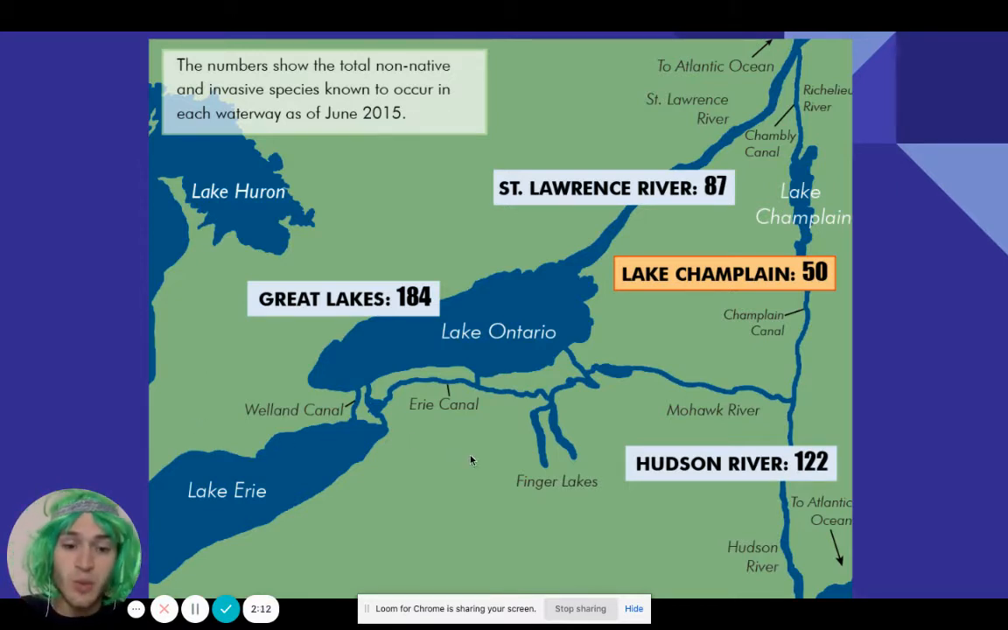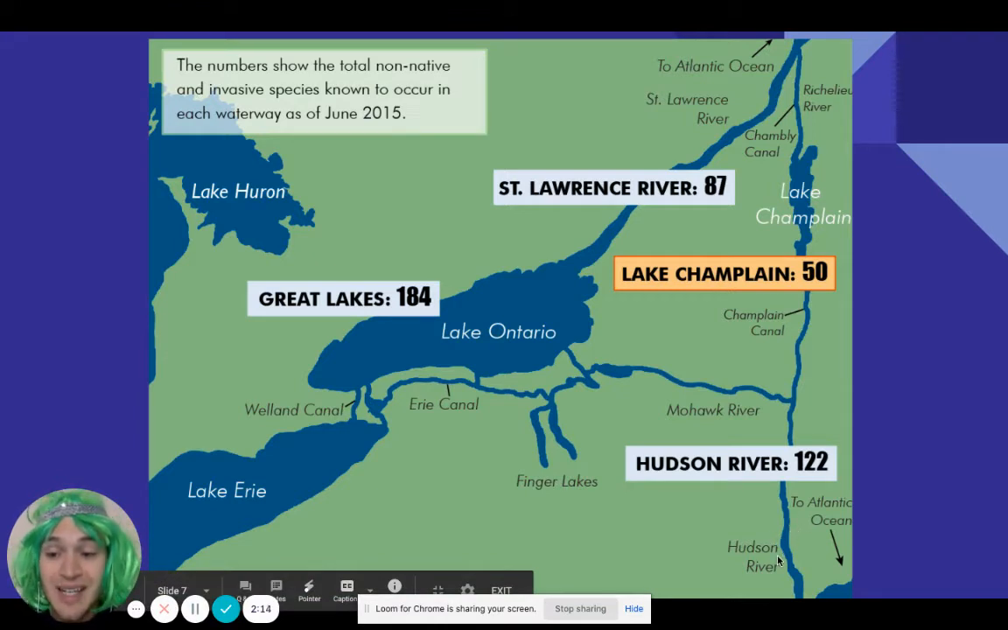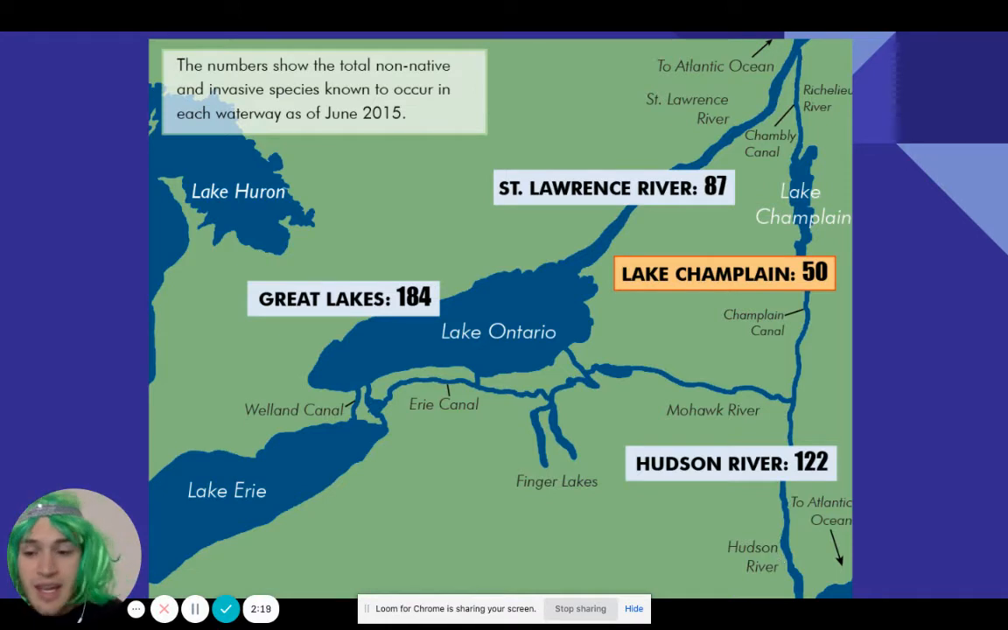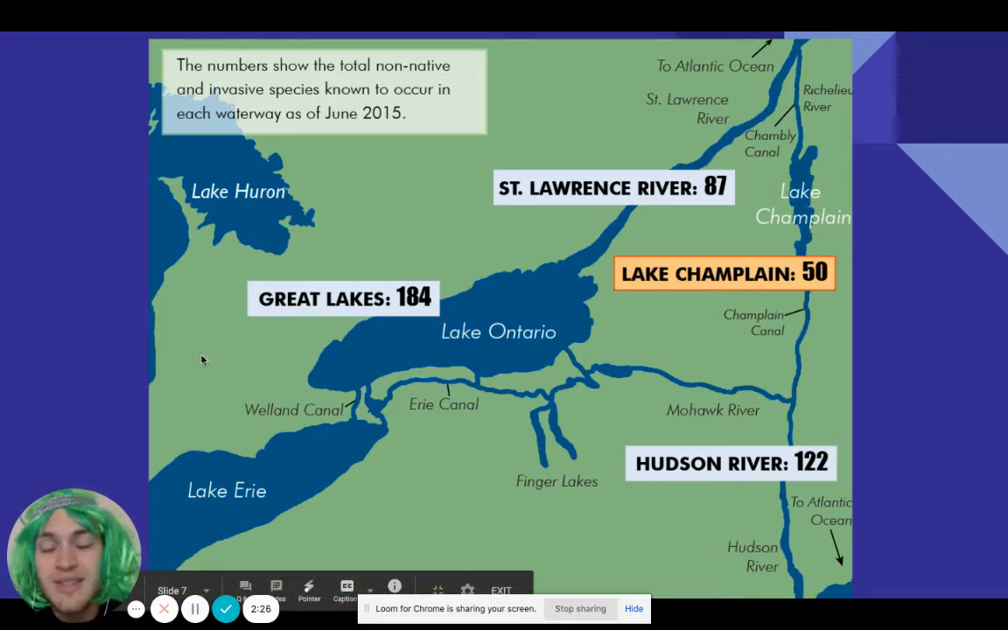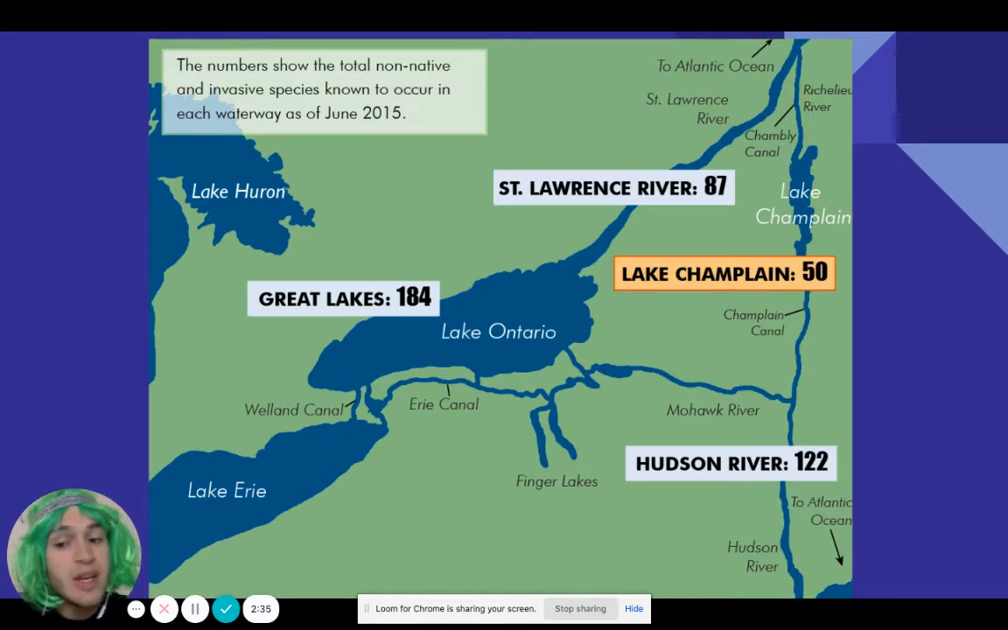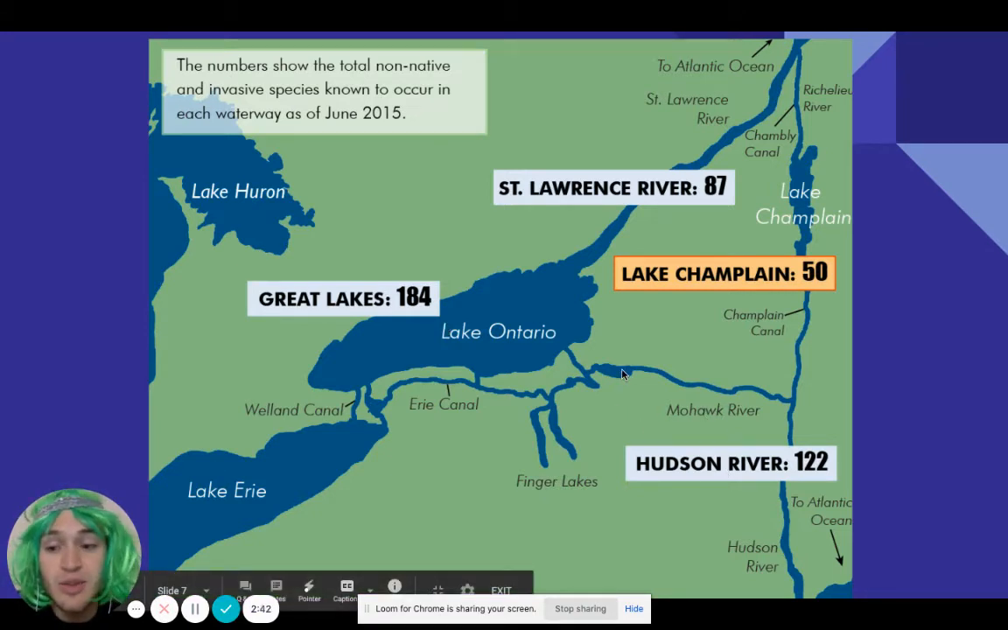Now, scientists were already studying the Hudson River in 1986, so they were still studying the Hudson River in 1988 when zebra mussels were discovered in the Great Lakes. So scientists decided to continue studying the Hudson River for many years to come, because they knew it was only a matter of time before zebra mussels arrived in the Hudson River, because the Hudson River is connected to the Great Lakes through rivers and canals.